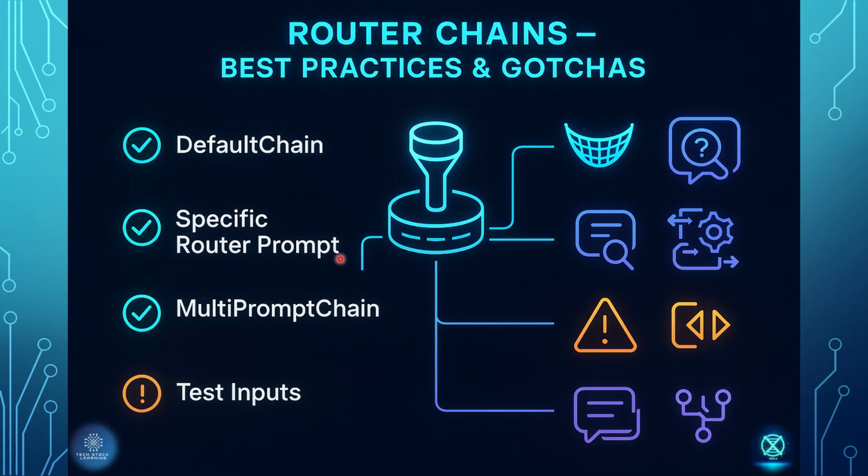So when we are using the router chains, what are the best practices we will have to follow, right? So always define the default chain, which helps you to prevent the failures, right? And be specific in router prompt, like better routing decisions, right? Be very specific there. Then use multi-prompt chain, if only routing between different prompts, then only use it. Use multi-route chain if routing between different chains or the tools, right? Then you have to test the inputs thoroughly. LLM routing can sometimes misclassify, right? So the testing is very much important here.